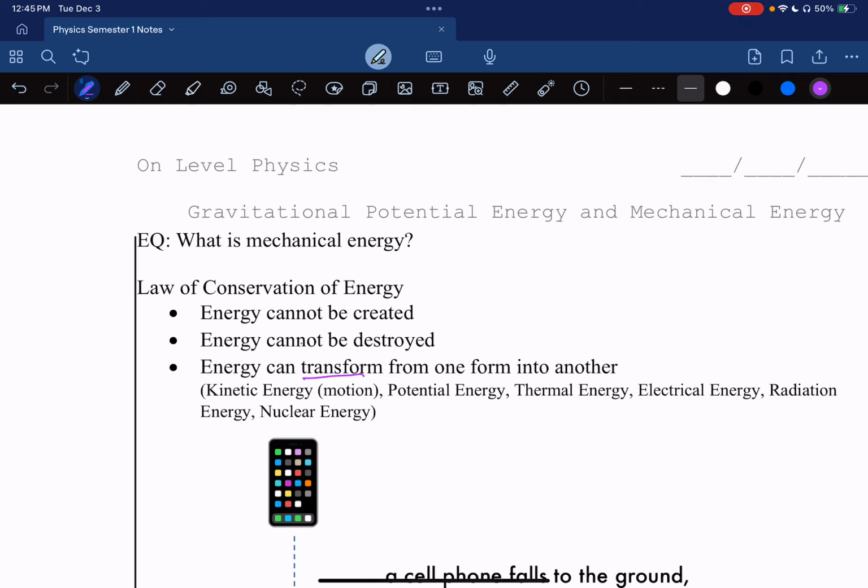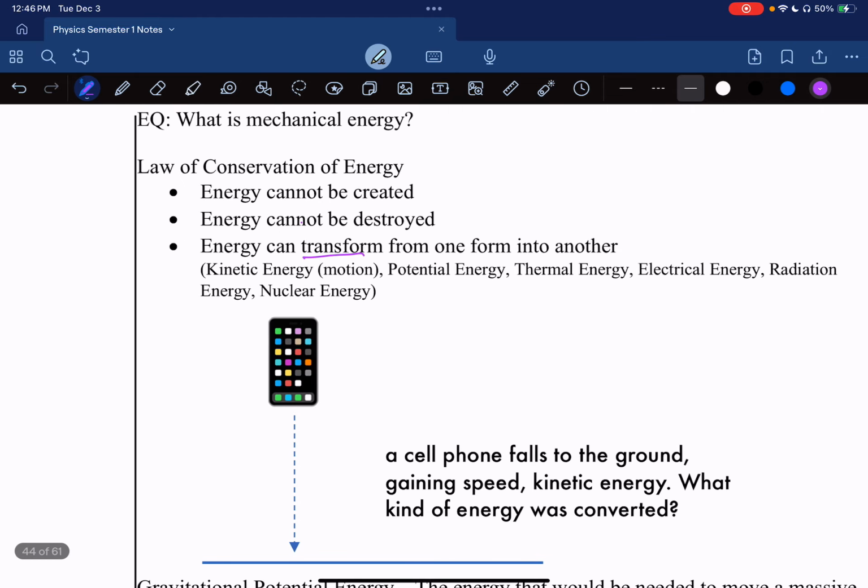And a simple one is, let's say you eat some chemical potential energy, in other words, food, and your body will transform that energy into thermal energy, which creates your heat, right? That's how your body stays warm, by eating food. Your metabolism, your body breaks it down and we turn that into heat. So you didn't create energy, you didn't destroy it, but you transformed it.